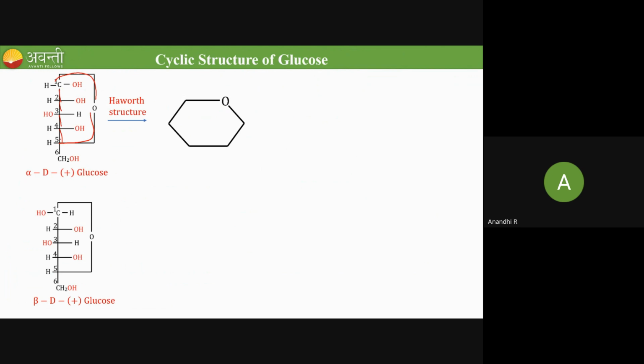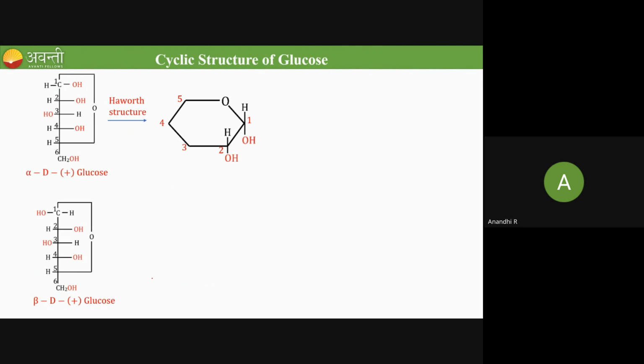What we are getting is a 6-membered ring, not a 6 carbon containing ring. Since we have one oxygen here, it is named a 6-membered ring. And in the 6-membered ring, let me number all the carbon atoms. So carbon number 1 till 5 is here, and carbon number 6 I'll show you. It will be attached to the 5th carbon.